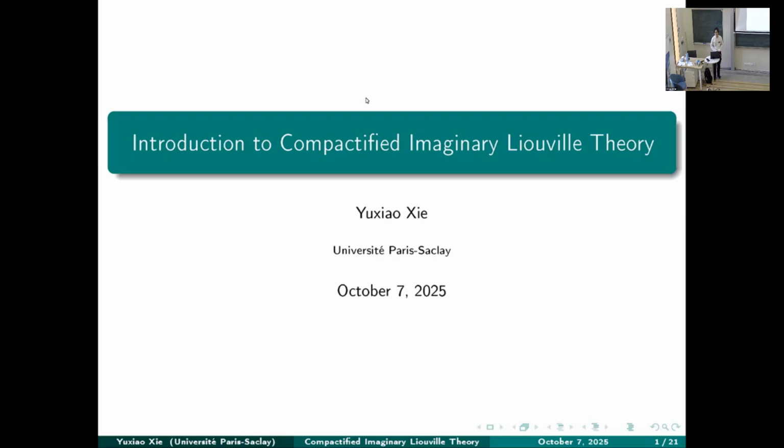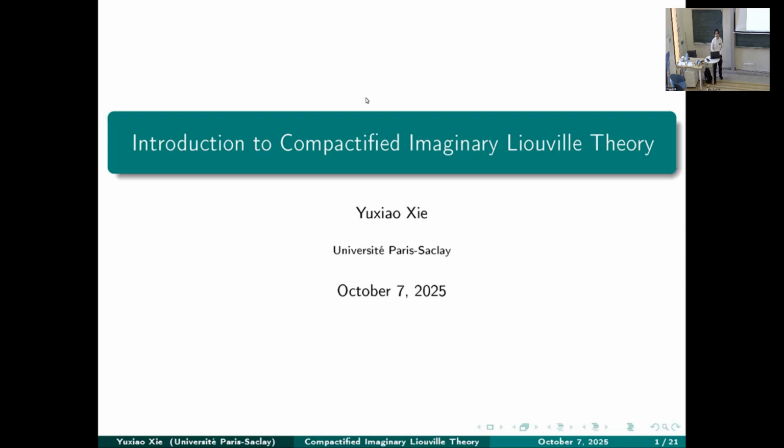Thank you. It's a great pleasure to give a talk at this nice conference in the last 2 weeks. You can see that I'm based here, so I can attend this whole conference. So today, my plan is to give a very brief introduction to compactified imaginary Liouville theory.